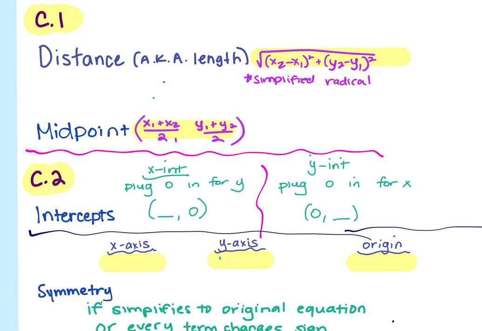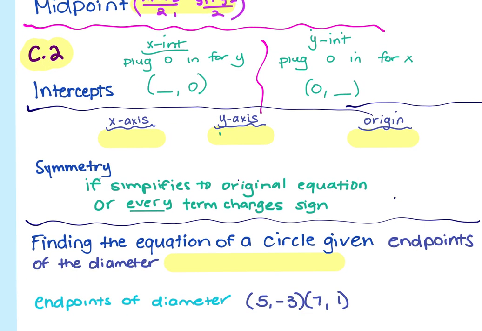And then it's going to ask you to test for x-axis, y-axis, and origin symmetry. The rule on x-axis symmetry is we change the y to negative y. Y-axis symmetry, we change the x to negative x. And origin, you do both. X to negative x, and y to negative y. And if it simplifies to the original equation or every term changes sign, then it is symmetric to whatever test you just did.